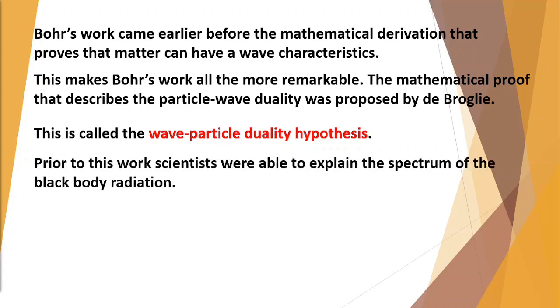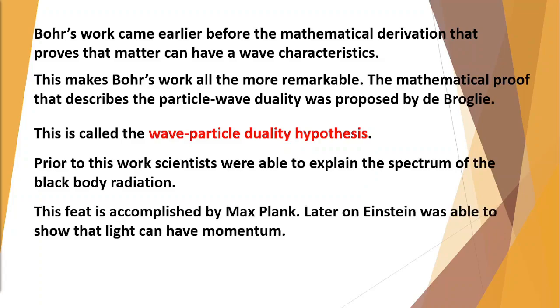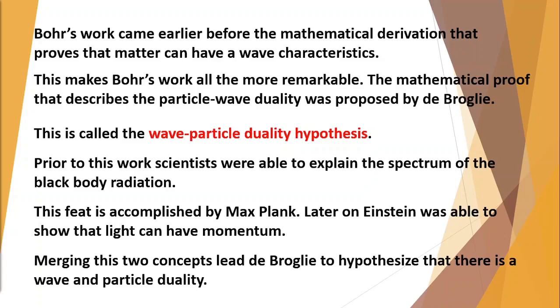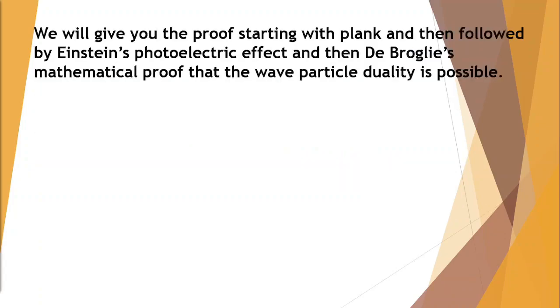Prior to this work, scientists were able to explain the spectrum of black body radiation. This feat was accomplished by Max Planck. Later, Einstein was able to show that light can have momentum. Merging these two concepts led de Broglie to hypothesize that there is a wave and particle duality. We will give you the proof starting with Planck, followed by Einstein's photoelectric effect, and then de Broglie's mathematical proof that the wave-particle duality is possible.